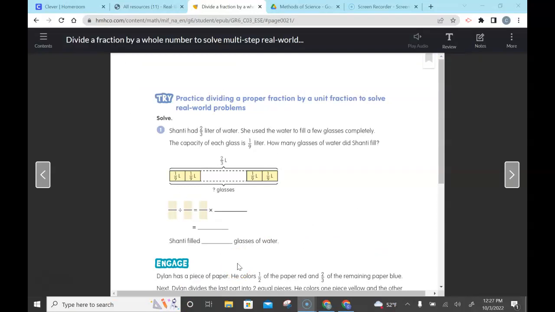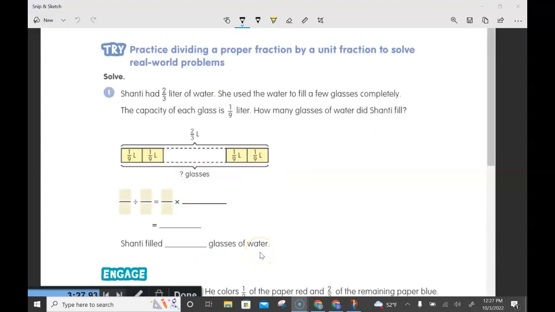Now we're going to take a look at page 105. Let's all turn there. And what this is saying is we're going to look at practicing dividing a proper fraction by a unit fraction to solve real-world problems. Now, when we think about a unit fraction means it has a numerator of 1. You can see 1/9 is a unit fraction because it has a numerator of 1 there.